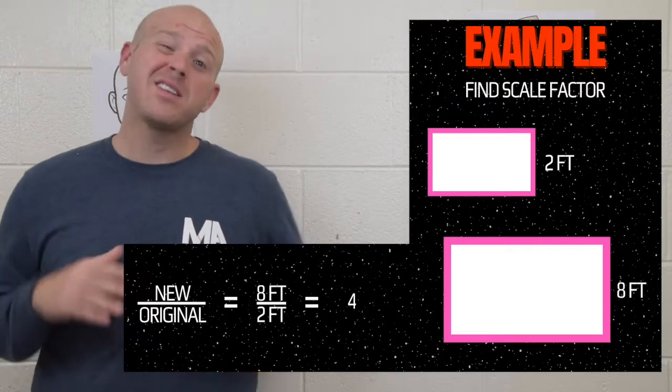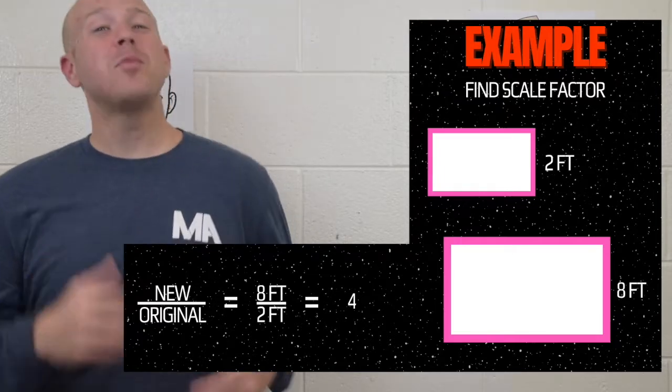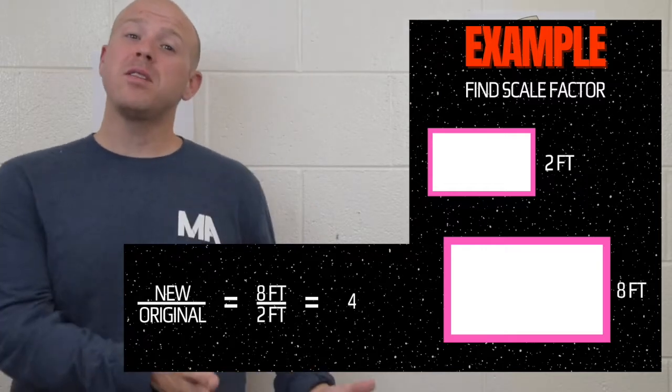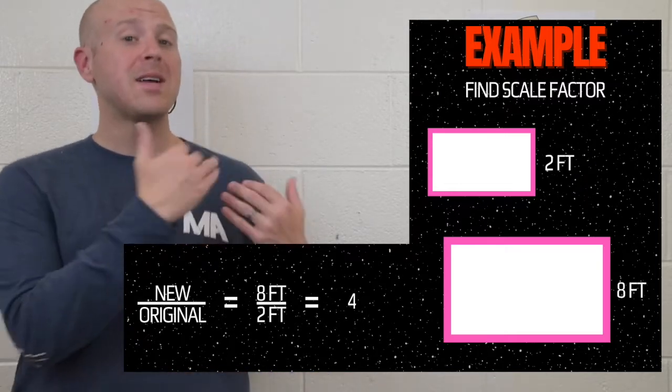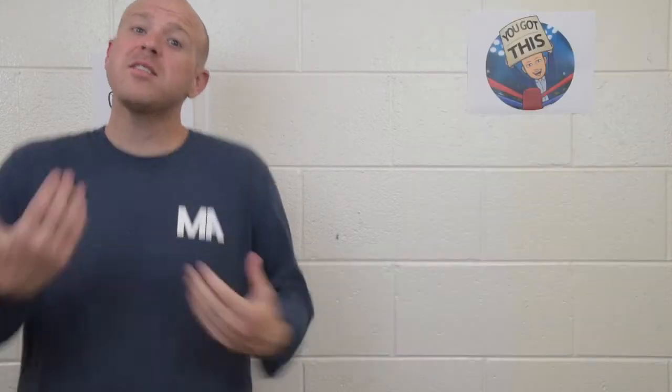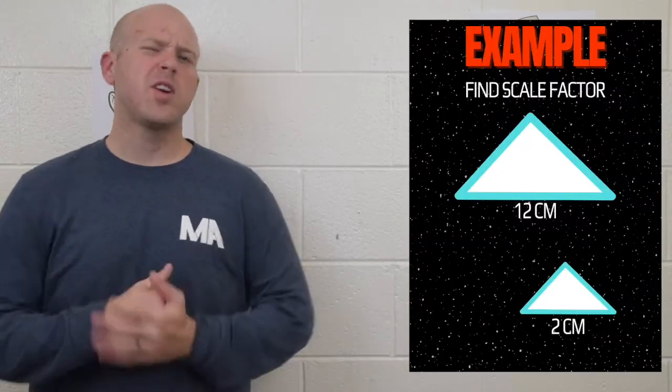What this means in terms of the problem is I had to multiply my smaller, original one by 4 to get to my larger one. And that makes sense, because what times 2 gives me 8? Of course, 4. Alright, let's look at another example. Let's bring in some triangles.